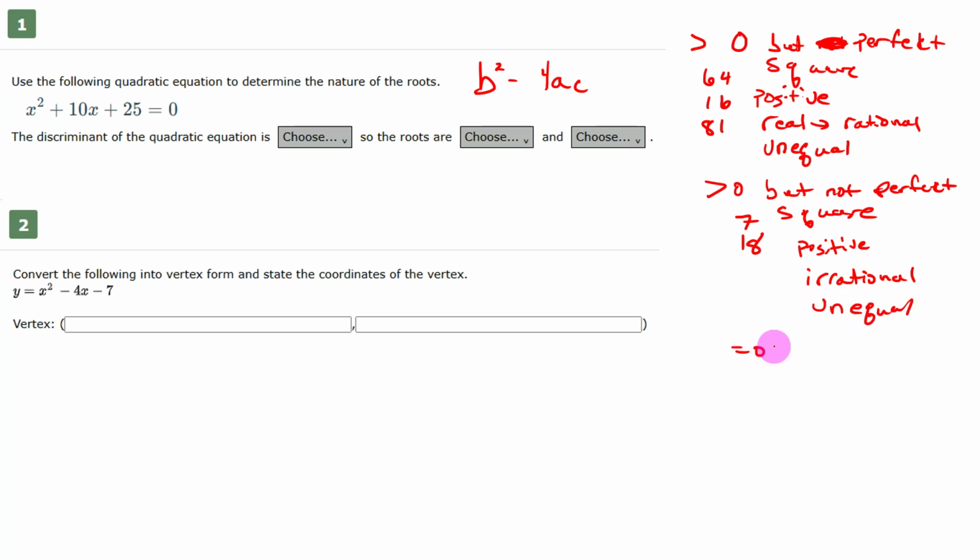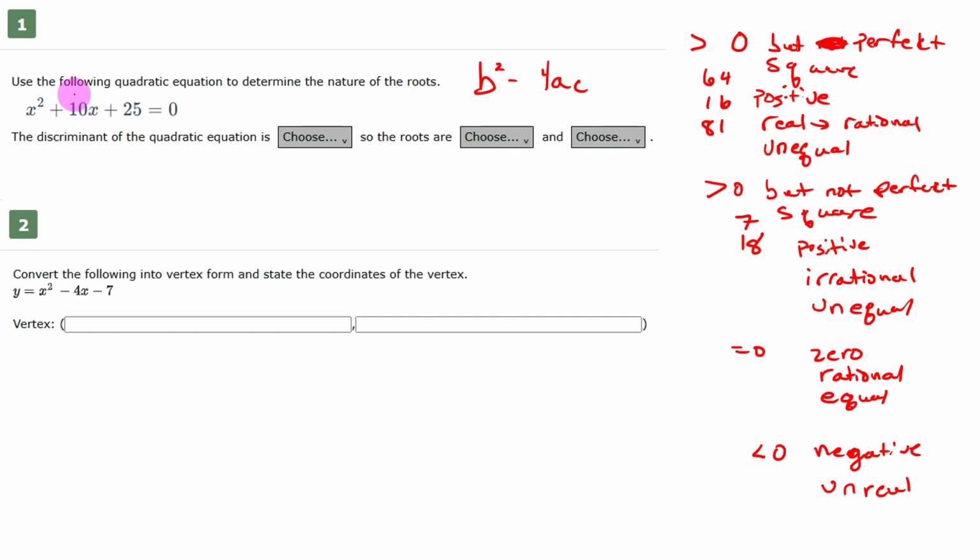And then if it equals 0, this answer would be 0, and the roots are rational and equal. And then if it's less than 0, negative, the roots are not real. And there wouldn't even be a one here, so we can tell it's probably not going to be that last one.